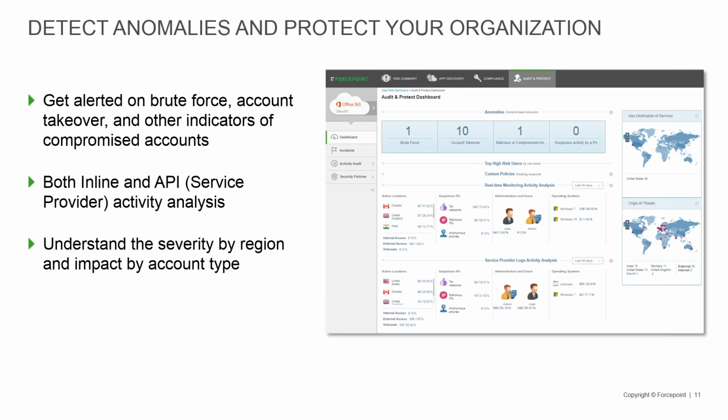Brute force account takeovers, people acting or behaving differently than they would normally do. It's able to detect those, audit those, alert on those, and again, even put policies in place to stop activities from happening there.